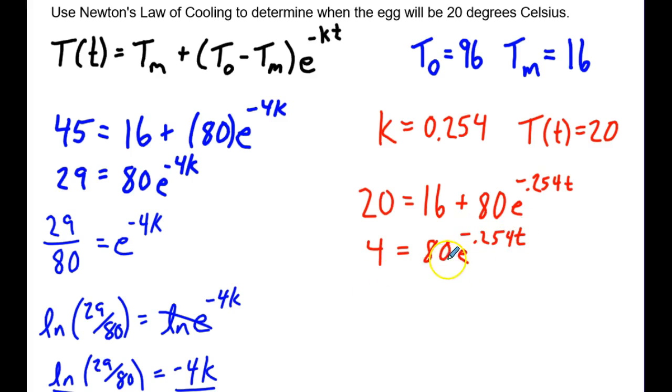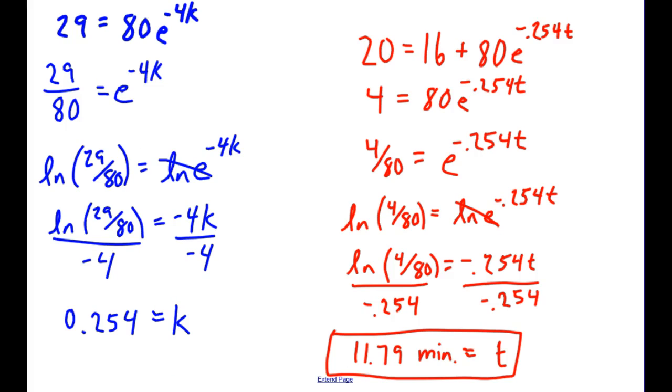Next, we would go through and divide by 80 and then take the natural log, and then we would have to divide by negative 0.254, very similar to the previous problem. So if you go through all the algebraic steps similar to what we did in the last problem and isolate for t, you get approximately 11.79 minutes. So when we started with that initial egg, it was 96 degrees Celsius, placed in water that was 16 degrees Celsius. In almost 12 minutes, that egg would now be a temperature of 20 degrees Celsius. So that's using and applying Newton's law of cooling.